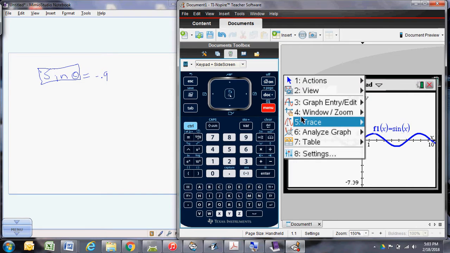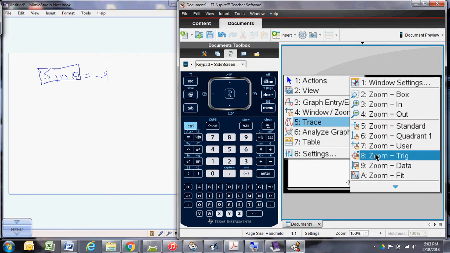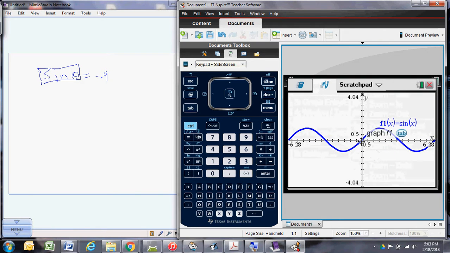Go to menu. One of our zoom options, window zoom, is zoom trig, which is number 8 on mine. And when you do zoom trig, it always makes the x values from -2 pi to +2 pi. We're supposed to only solve between 0 and 2 pi. So we know our answers have to be somewhere in here.